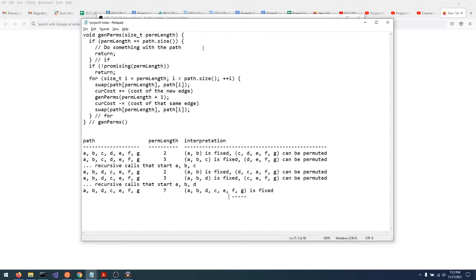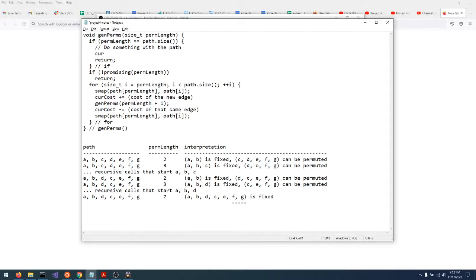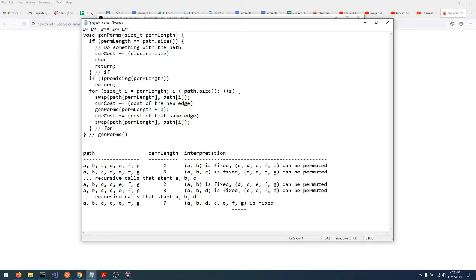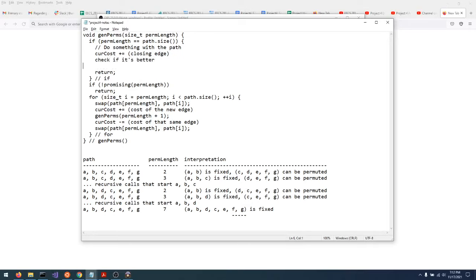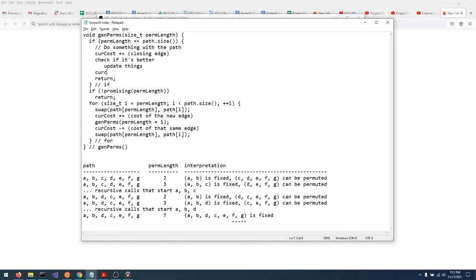We got to do that up here. We got to do the current cost plus equals the closing edge. We got to check if it's better, update things, and then before we return, we got to undo whatever we did. We got to have preconditions, postconditions. Before the base case, or before I checked if it was better, I had a certain cost. After I'm done checking if it's better, I better have the same cost because I'm going to roll things back.